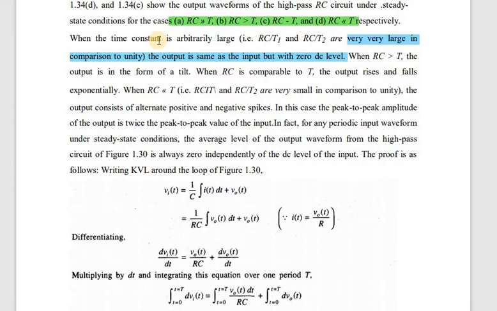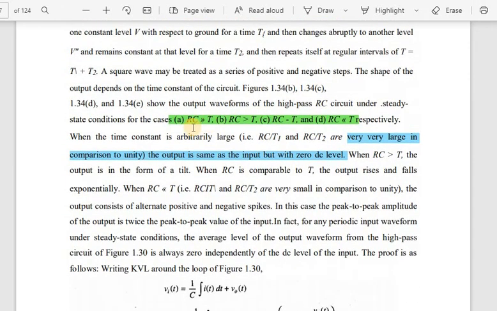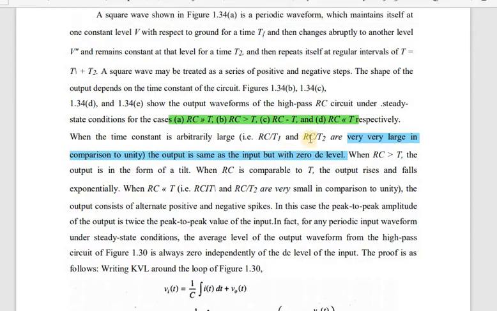Okay, this is for RC greater than T. When RC is very greater than T, the output will be the same. We have seen four conditions here: RC very greater than T, then RC greater than T, RC equals T, and RC less than T. This is the condition which I have given only for RC greater than T.